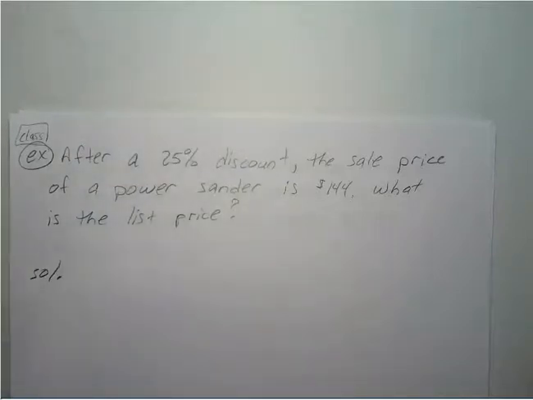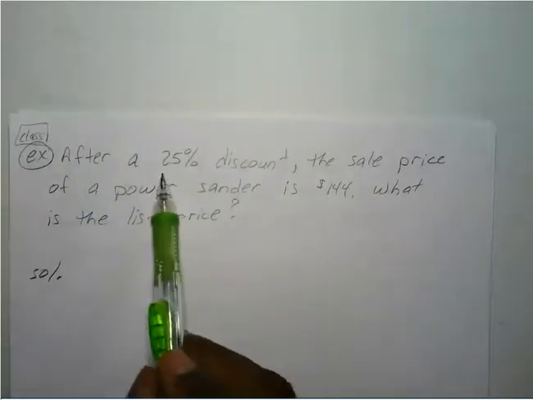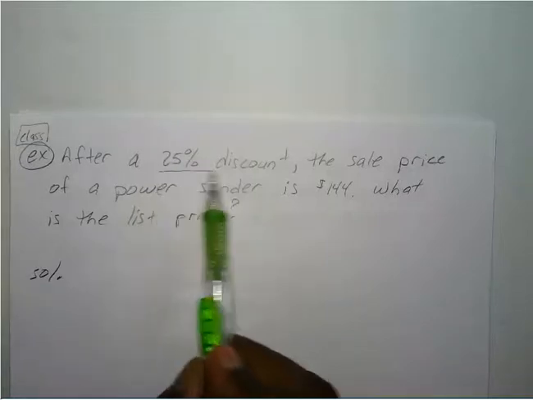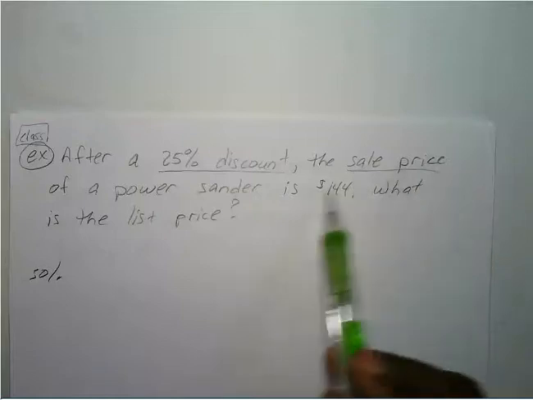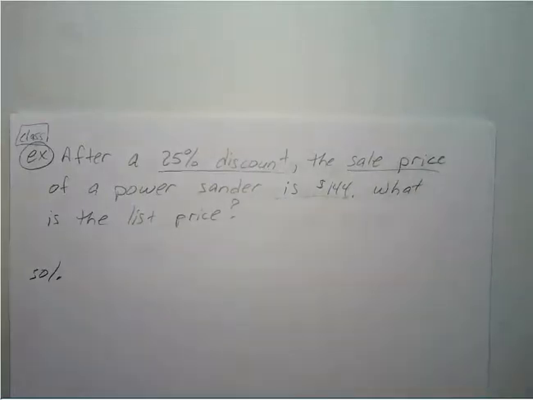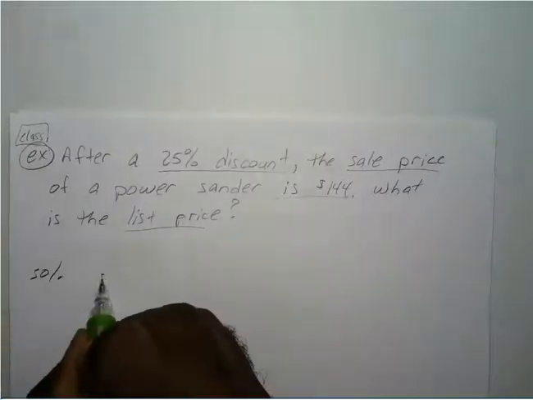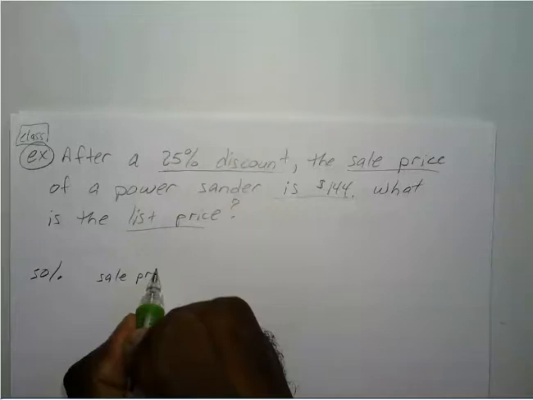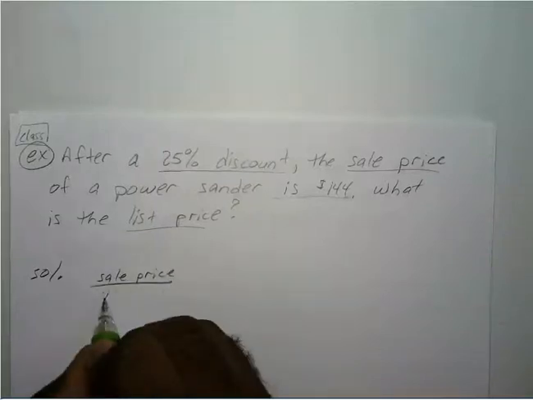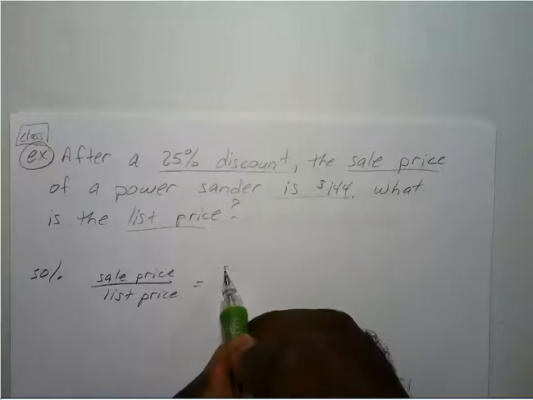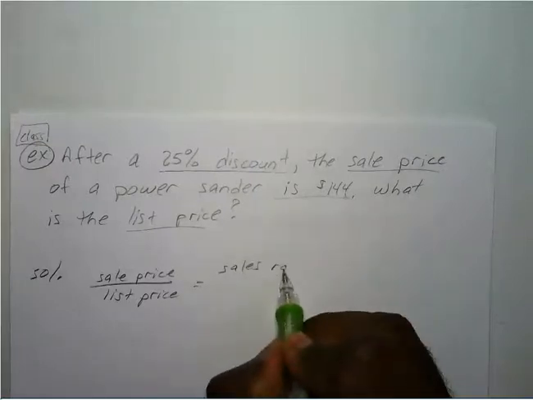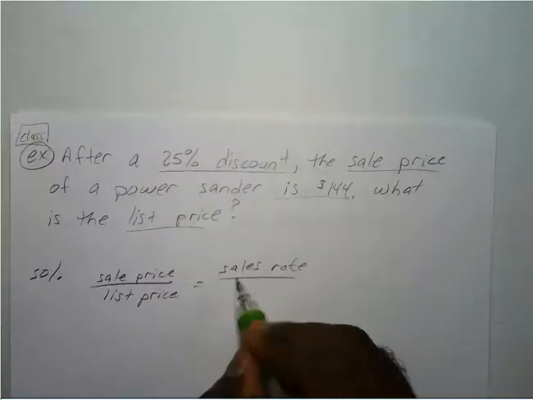So to figure out which formula we're going to use, remember, they give you the discount rate, then they inquire about the sale price, which is $144, and they want to know the list price. Now, which formula has those? Well, the formula that has the sale price over the list price is equal to the sales rate over 100.